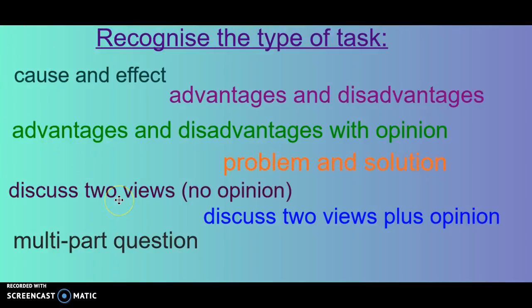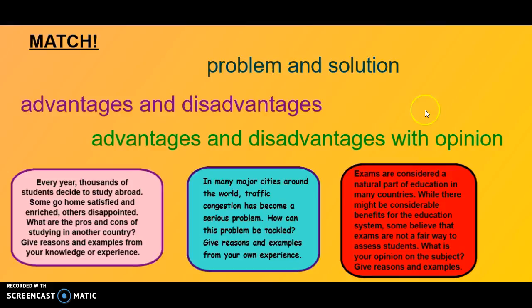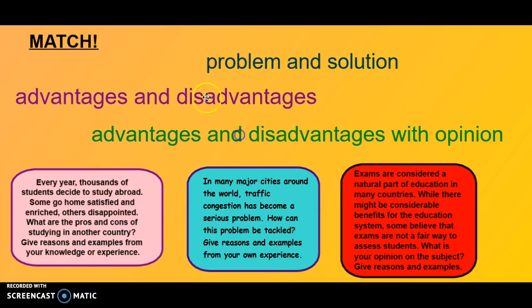So it's very important when you read the task that you try to recognize the type of task that you have so that you can get a high task achievement score. For example, let's see how good you are. I've put here 3 different tasks and 3 different titles and types for these tasks. So you have problem and solution, advantages and disadvantages, and advantages and disadvantages with opinion.